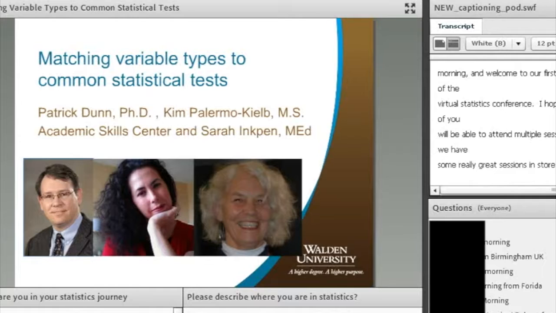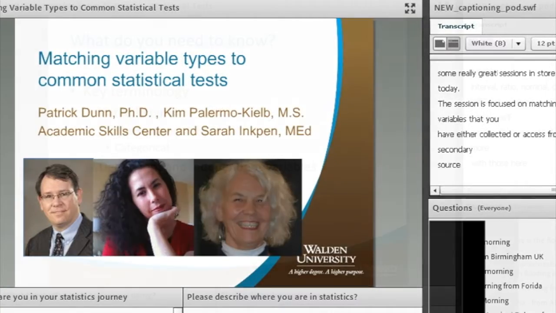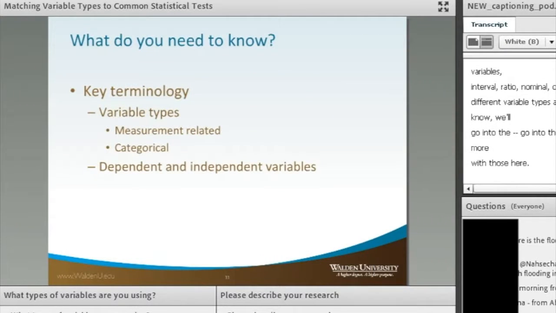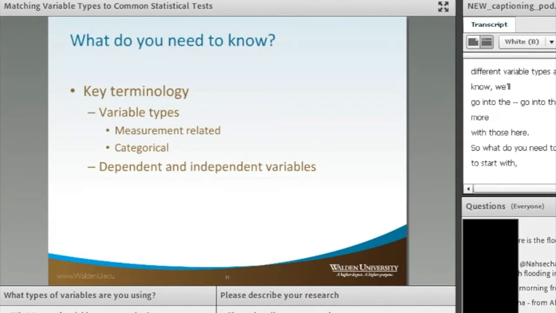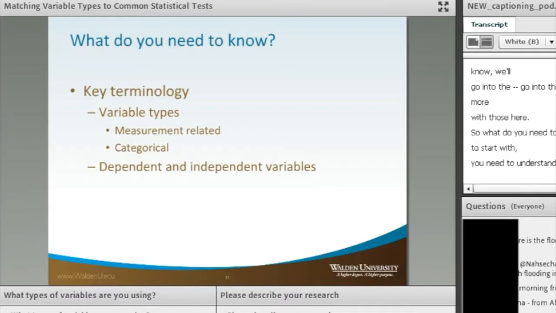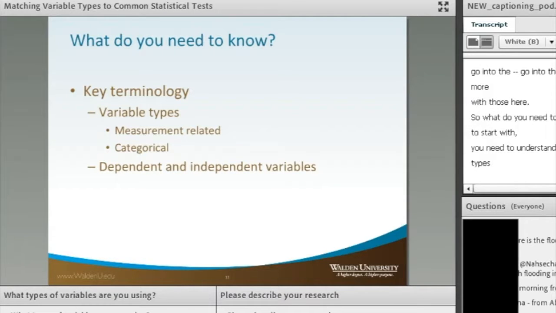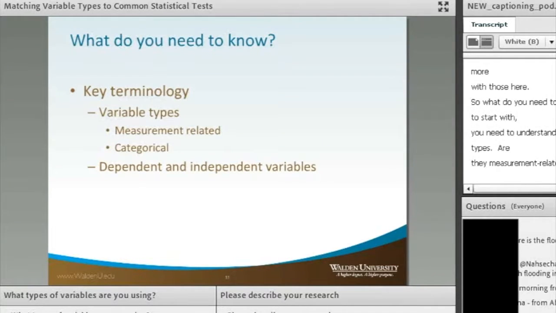This session is focused on matching variables that you have either collected or accessed from a secondary source with the types of statistical tests you intend to run. So what do you need to know? Okay, so to start with, you need to understand the key variable types. Are they measurement related, or are they coded into categorical values?